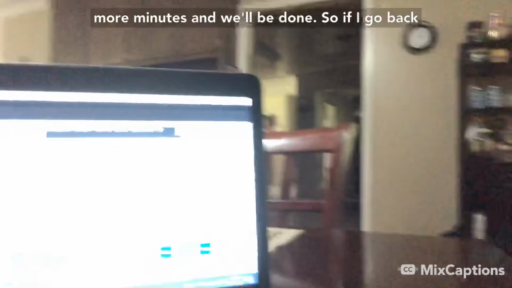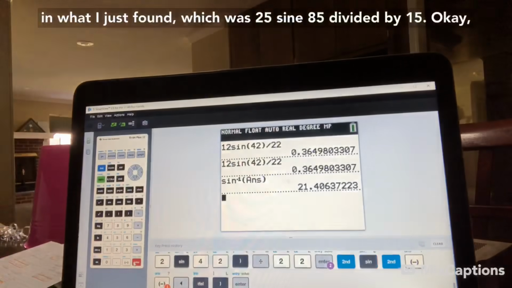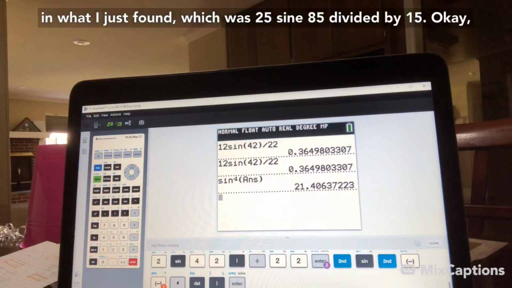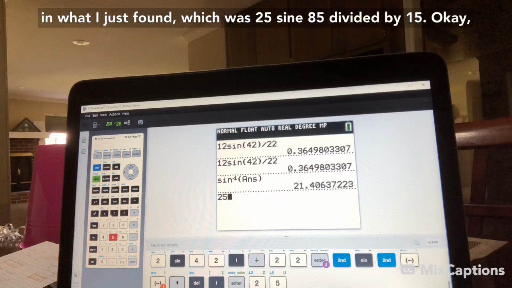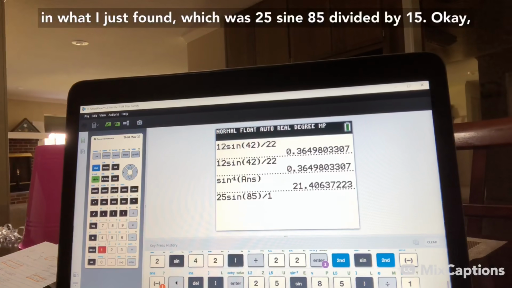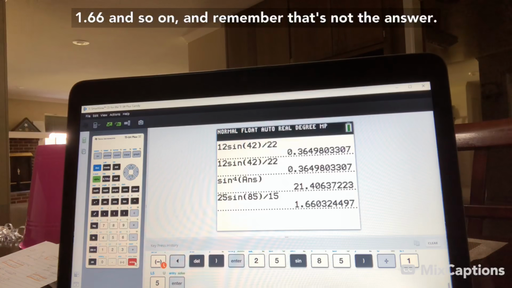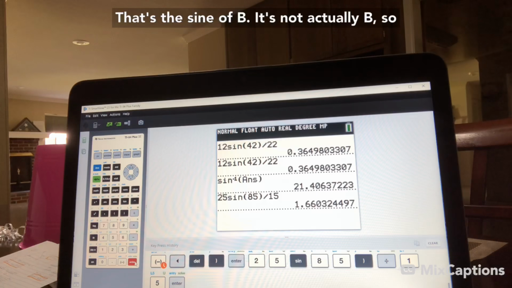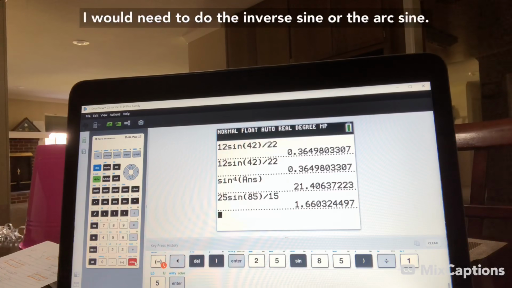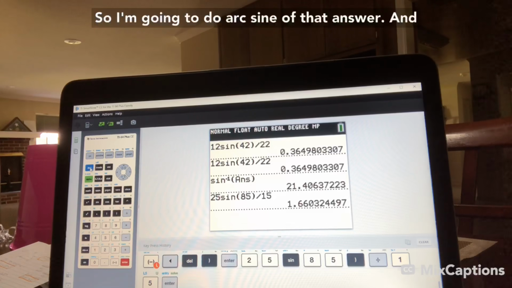Okay, so if I go back to the calculator screen and I'm going to put in what I just found, which was 25 sine 85 divided by 15. Okay, so if I were to enter that, I would get 1.66 and so on. Now remember, that's not the answer, that's the sine of b, it's not actually b. So I would need to do the inverse sine, or the arc sine. So I'm going to do arc sine of that answer.